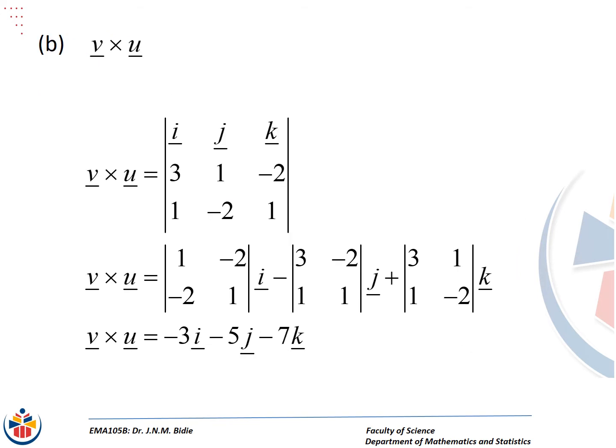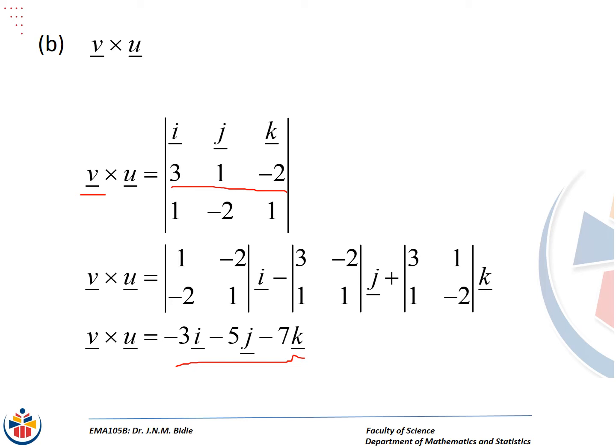Number 2, actually we're in B. Now we've been asked to evaluate v cross u. Now v is the first vector and u is the second vector. So that means v and its components will go into the second row and u's components will go into the third row. Remember, the first row doesn't change. And then my v cross u gave me negative 3i minus 5j minus 7k.